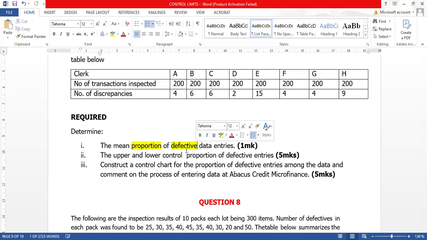Here there is also this keyword, defective. Next time they can put the mean proportion of correct data entries. So you need to be very, very attentive when you're reading these statements. So Roman 2, they are telling us to determine the upper and lower control limits for the proportion of defective data entries. Then we construct a control chart for the proportion of defective entries among the data and comment on the process of entering data at Abacus Credit Microfinance.